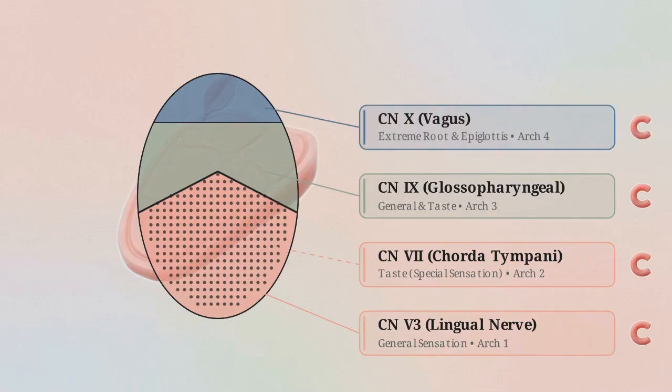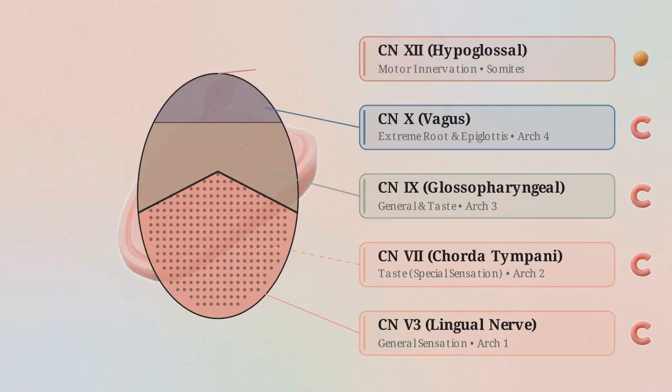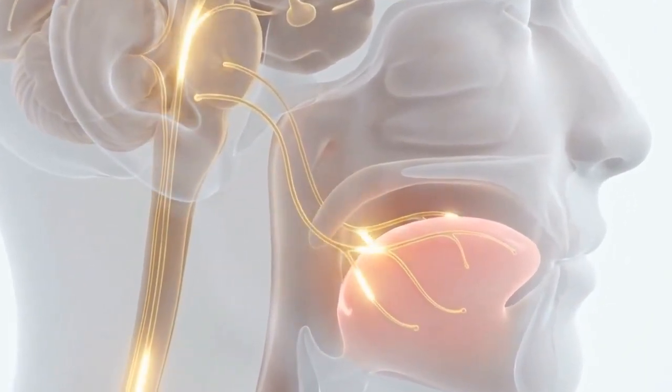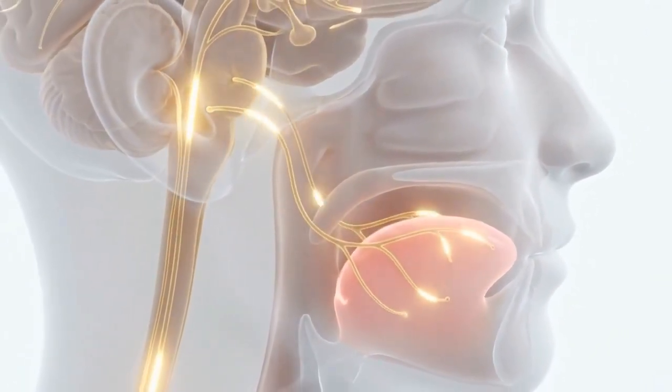Cranial nerve X, the vagus nerve, supplies the extreme posterior root and epiglottis, corresponding to the fourth arch's contribution. All motor innervation, excluding the palatoglossus, is supplied by the hypoglossal nerve, representing the migrated occipital somites. The neuroanatomy of the human tongue is a permanent record of the earliest developmental history of the embryo.